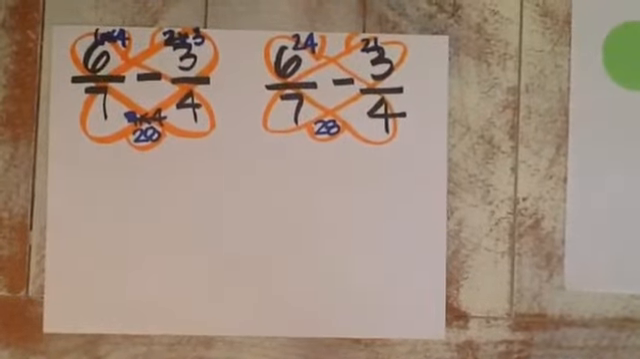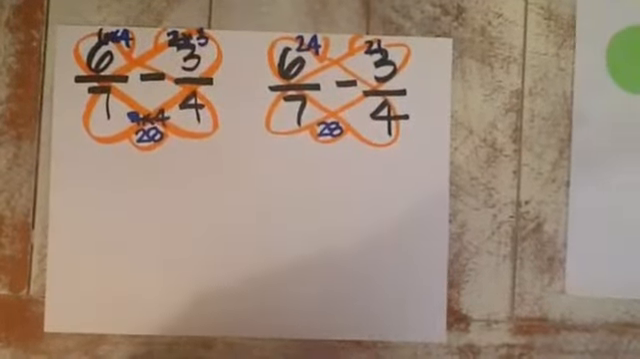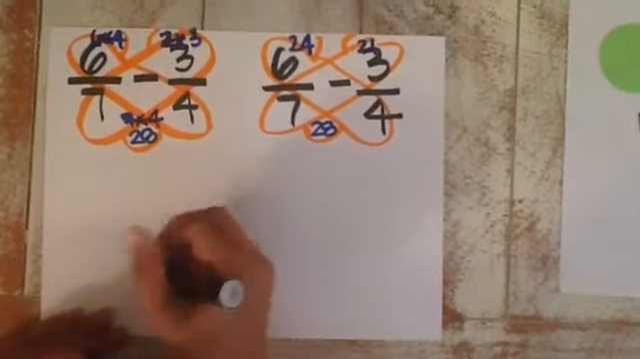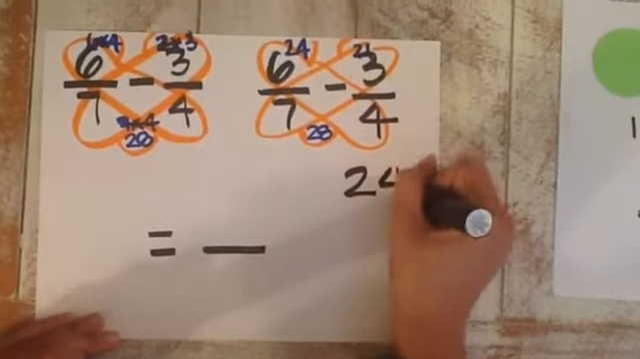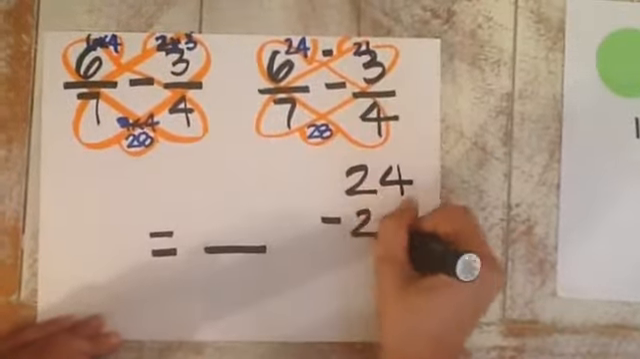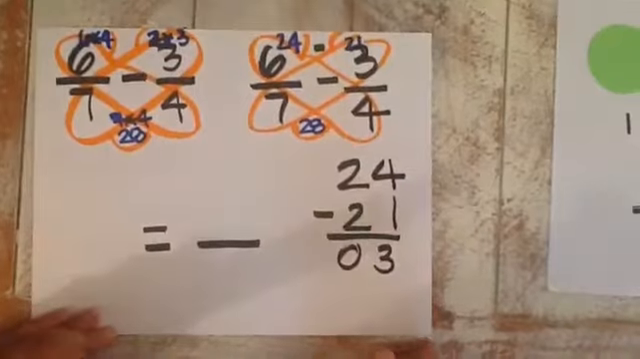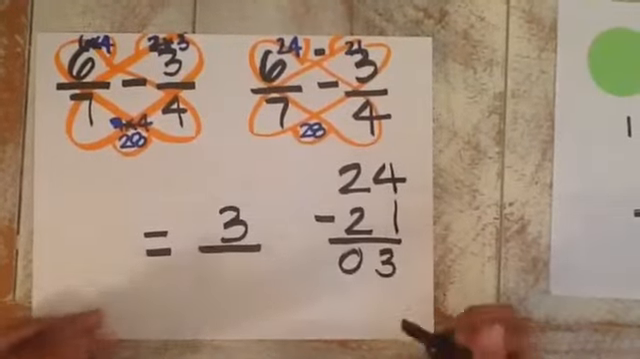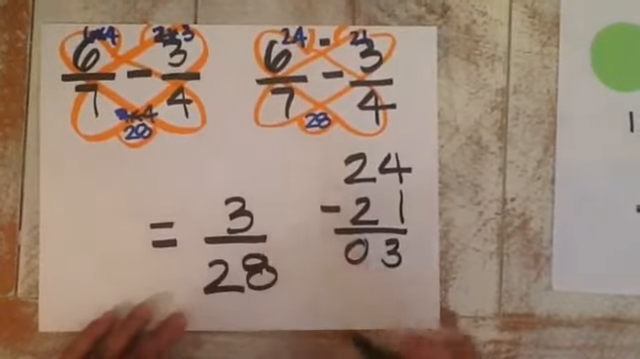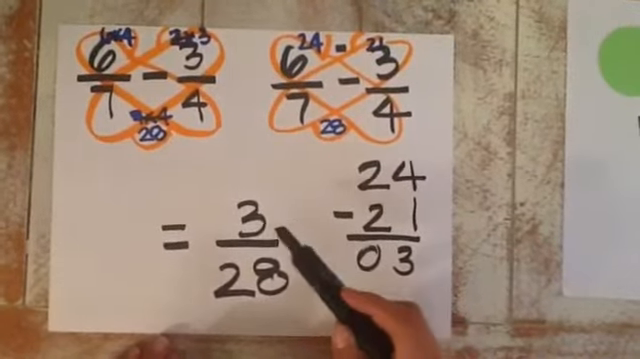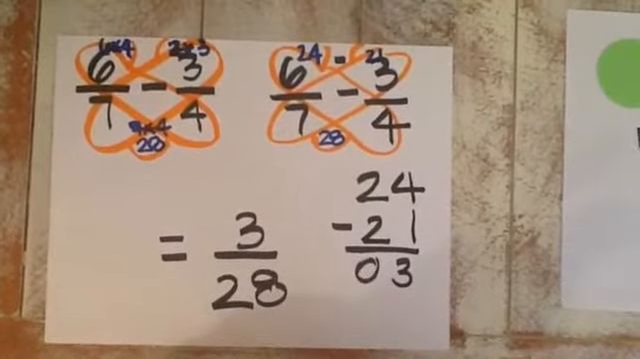Now to solve, the only thing that's different is that instead of adding these two numbers like we did before to get our numerator, we're going to subtract. So 24 minus 21, 4 minus 1 is 3, 2 minus 2 is 0. So our answer is 3 for the numerator. And then our denominator will remain the same. 28. Easy enough. So our answer is 3/28. I had 3/28 more green circles than Courtney did.